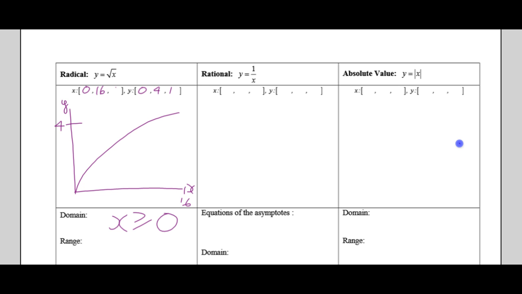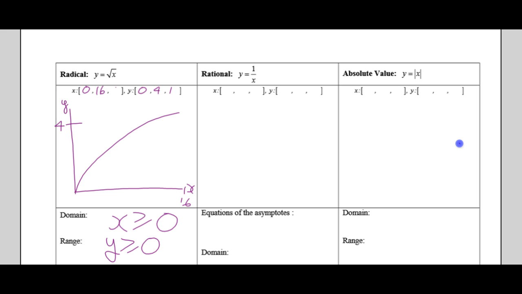What's the range of this? Yeah, y is greater than or equal to 0, right? So the radical sign, the root sign there, means the positive or principal square root. So it means it's got to be a positive number. So that's greater than or equal to 0. What's the square root of 0? 0. That's good.